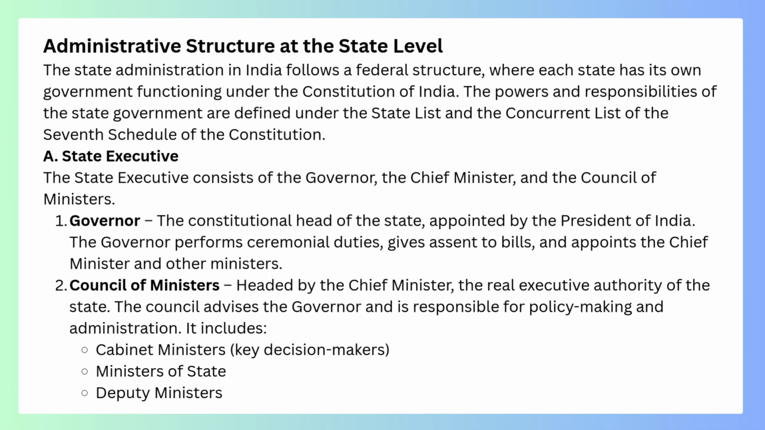State Executive. The state executive consists of the governor, the chief minister, and the council of ministers. Governor, the constitutional head of the state, appointed by the President of India. The governor performs ceremonial duties, gives assent to bills, and appoints the chief minister and other ministers. Council of Ministers, headed by the chief minister, the real executive authority of the state. The council advises the governor and is responsible for policymaking and administration. It includes cabinet ministers, key decision-makers, ministers of state, deputy ministers.